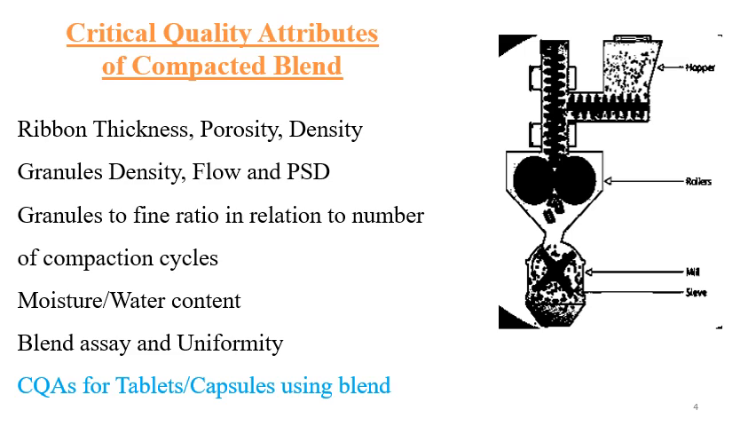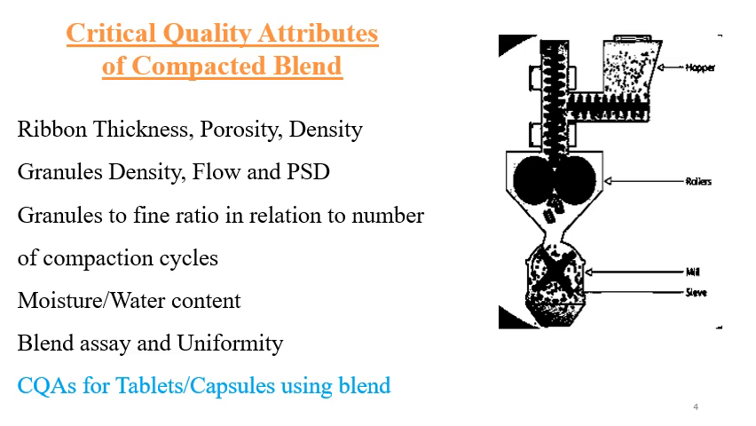Then granules to fines ratio in relation to number of cycles. Sometimes the compaction of the blend is completed in 2 to 3 cycles, or sometimes more cycles are needed. So from one cycle to another cycle, the granules to fines ratio is to be checked. Sometimes cutoff screens are given so that the granules to fines ratio is maintained.